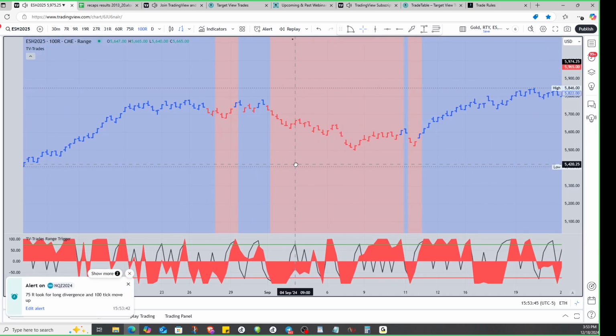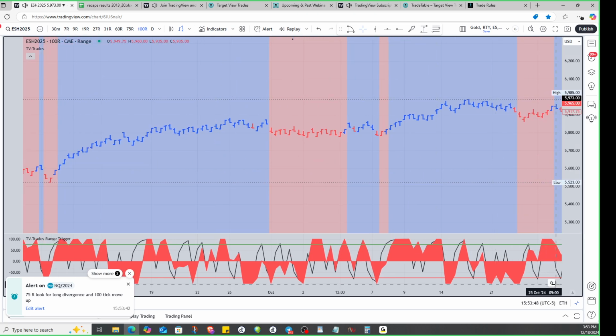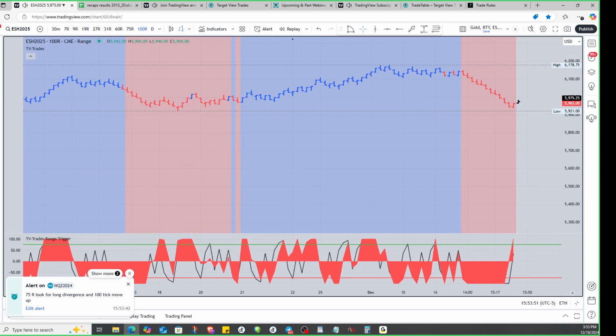How many of you guys use NinjaTrader? Anybody in here have NinjaTrader that you trade on?